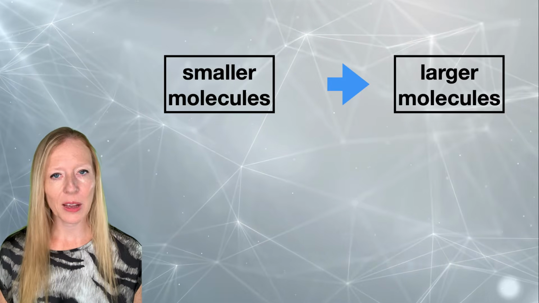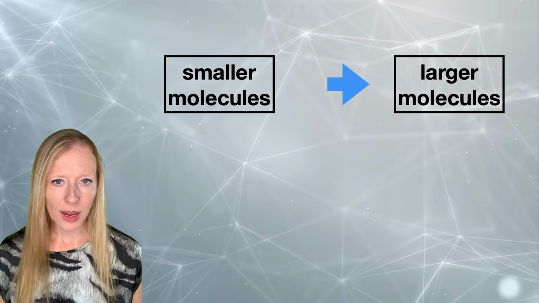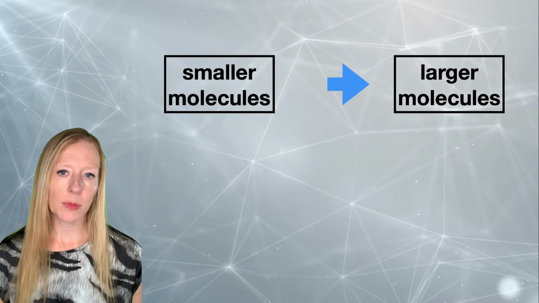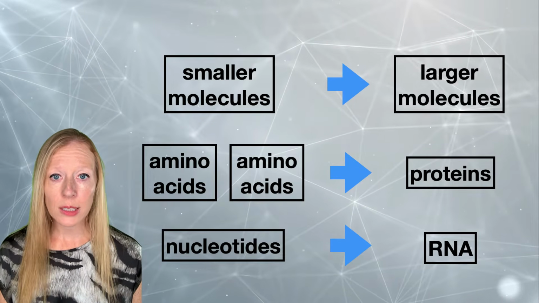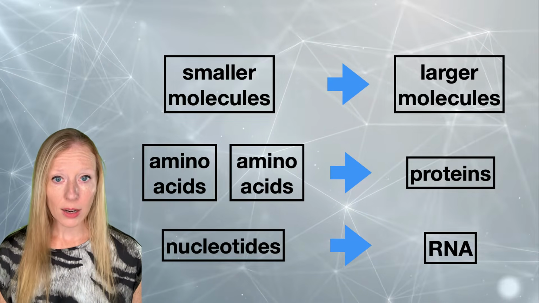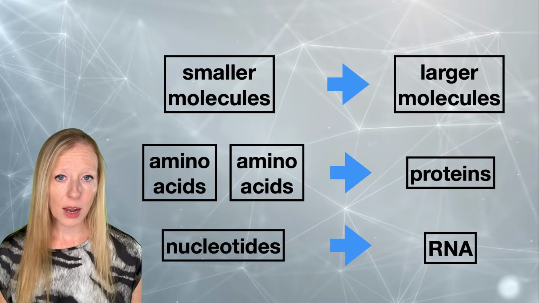Second, we also have metabolic pathways that are used for building larger molecules from smaller molecules. We have to do that. Cells need to constantly be building molecules such as proteins out of amino acids and RNA from nucleotides, just to name a couple. So, we're talking about breaking down molecules and also building up molecules.